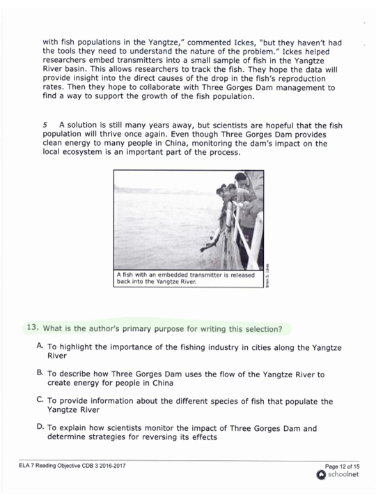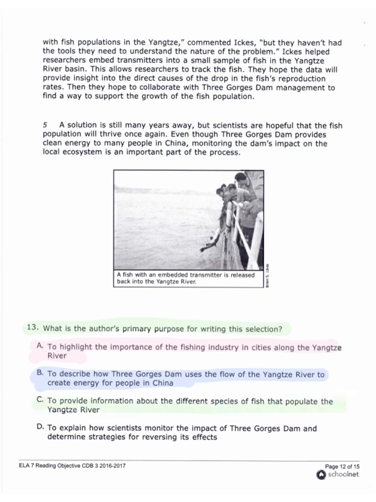Number 13, what is the author's primary purpose for writing this selection? A, to highlight the importance of the fishing industry in cities along the Yangtze River. B, to describe how Three Gorges Dam uses the flow of the Yangtze River to create energy for people in China.